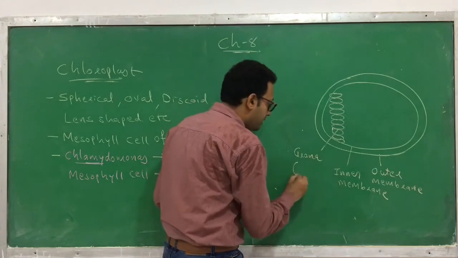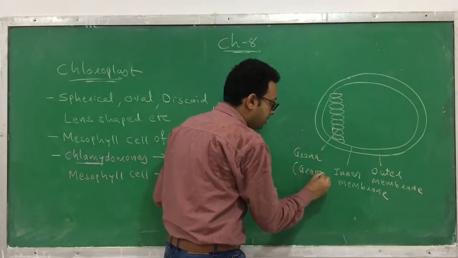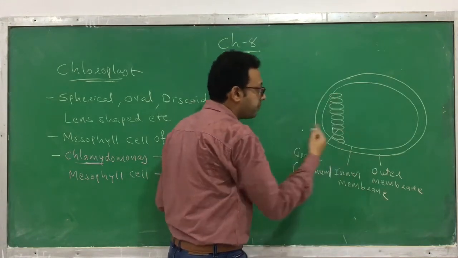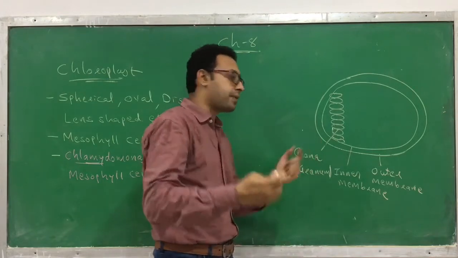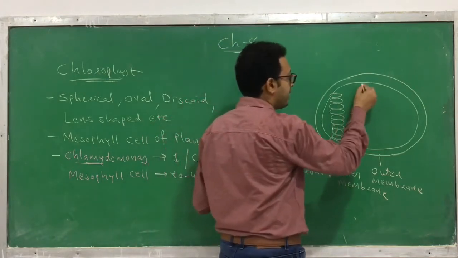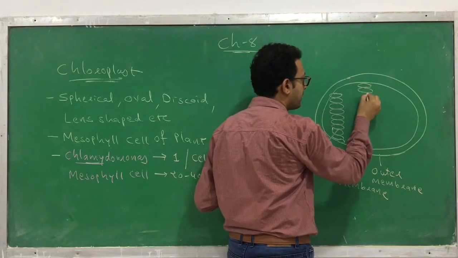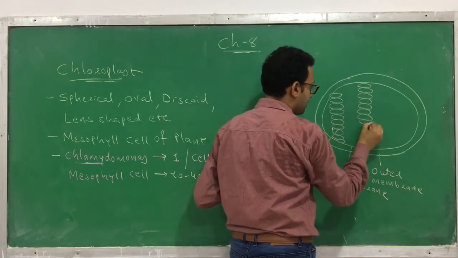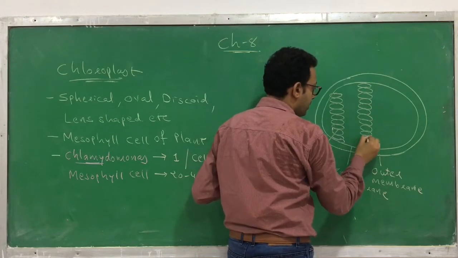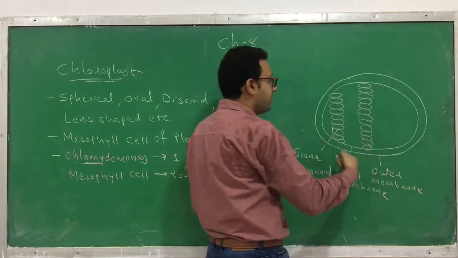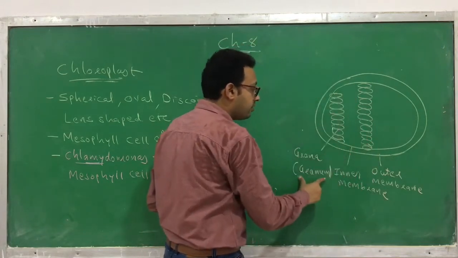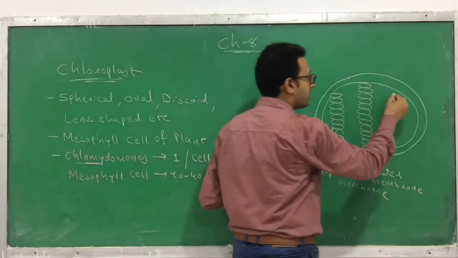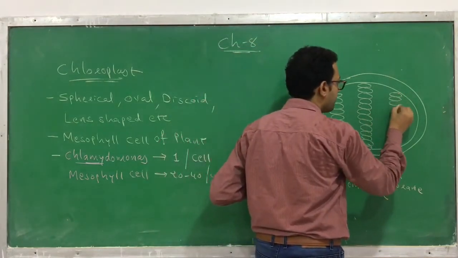The singular one is granum. This is the singular one, this is the granum. But many are present, so that's why we call them grana. Like see, this is another one, another granum. When we talk about one stack pile, the singular is called a granum. So this is another one, the third one.